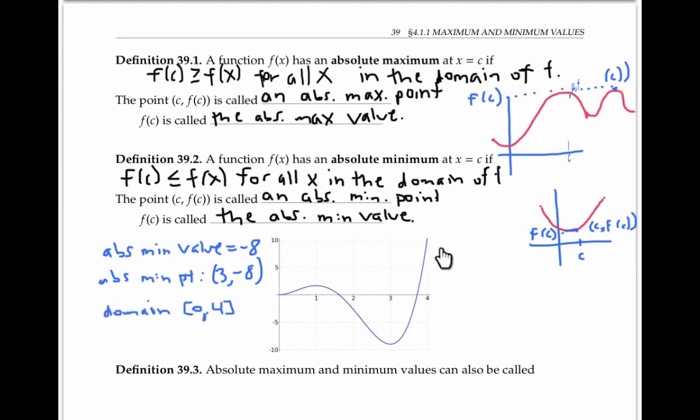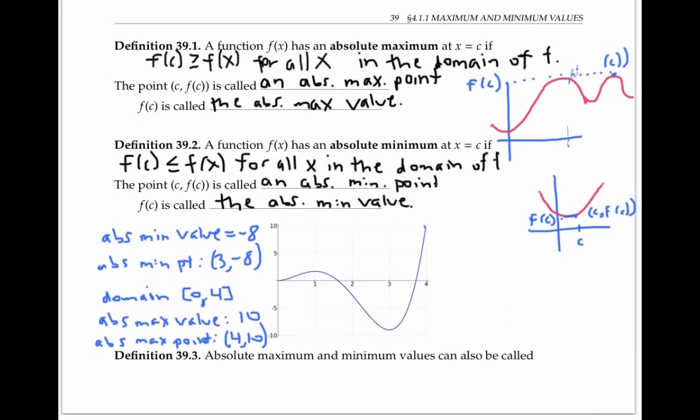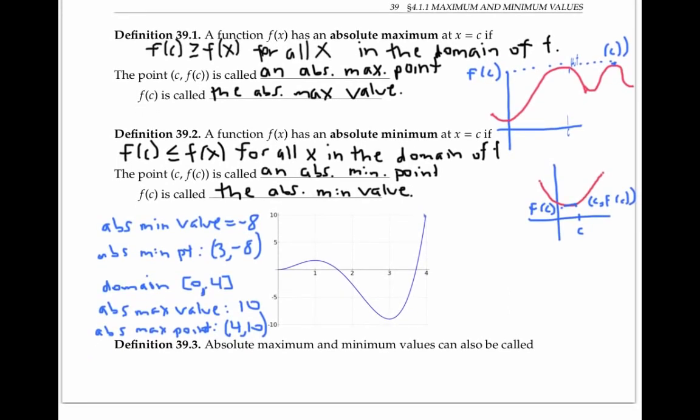function has an absolute maximum value of 10 at the absolute maximum point with coordinates 4, 10. If, however, the function keeps going in this direction, it will not have an absolute maximum value at all. Absolute maximum and minimum values can also be called global maximum and minimum values.